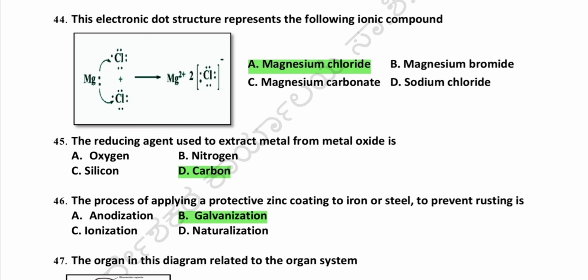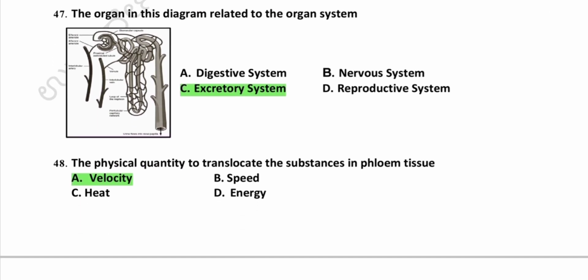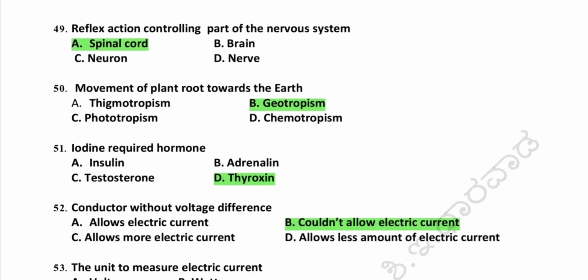Now moving to the next question. The organ in this diagram is related to which organ system? The diagram is a nephron. It is related to the excretory system. Next question: the physical quantity used to translocate substances in phloem tissue. The correct answer is option D, energy. I have highlighted velocity, but the correct answer is energy. Energy is generated from the ATP molecule.